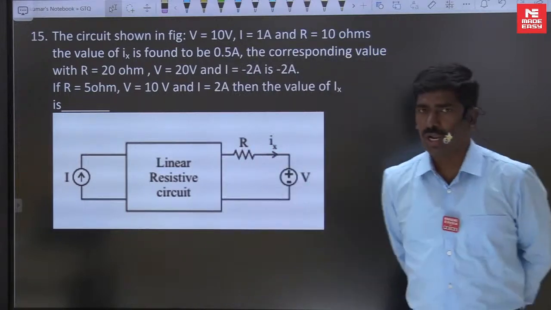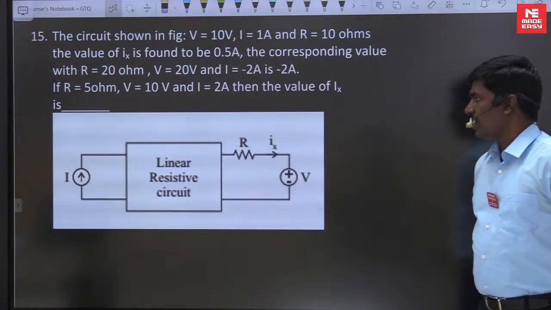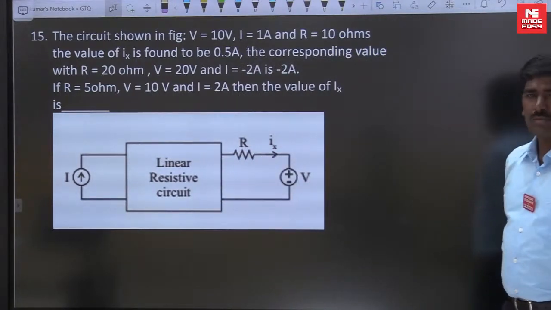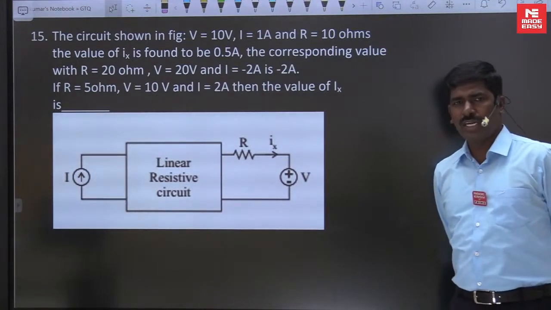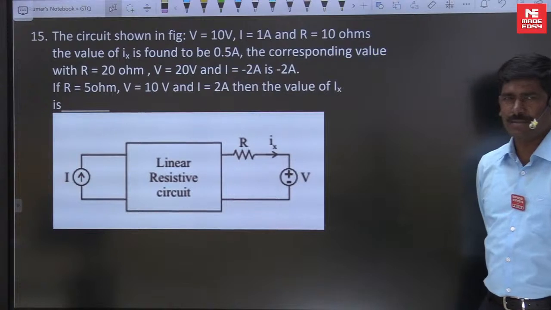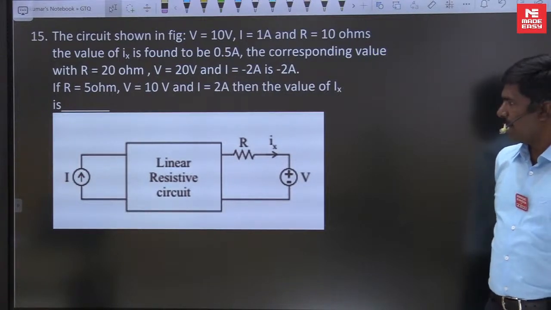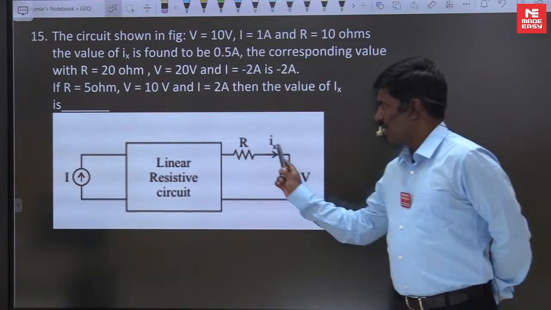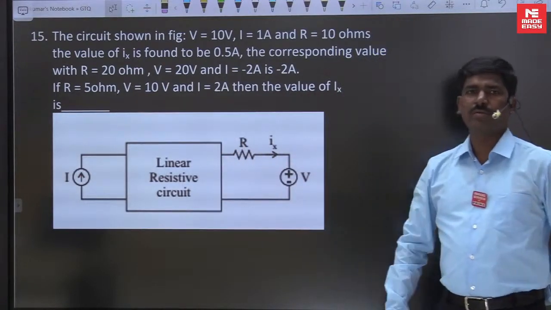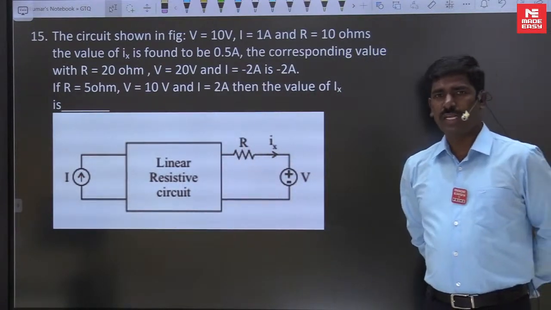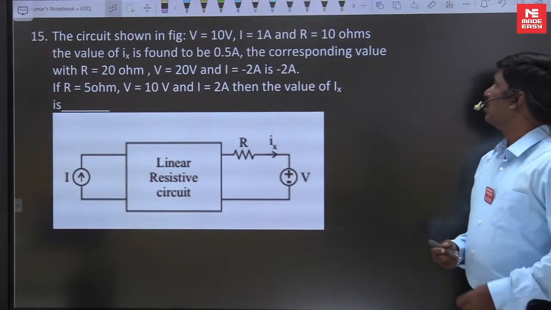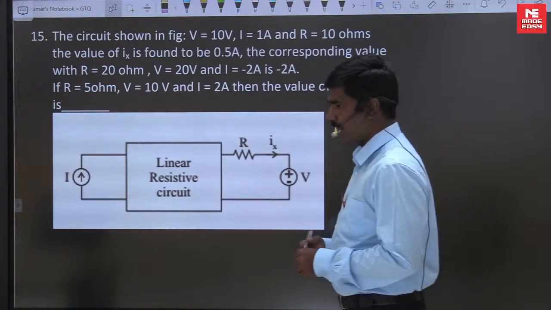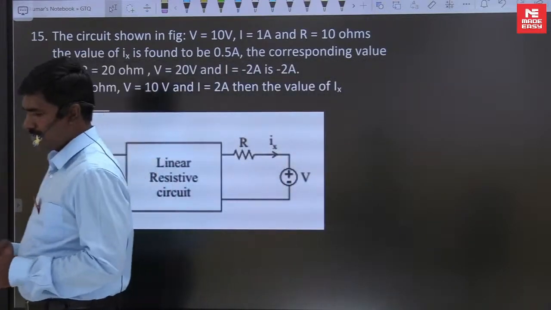This is a black box model. I'll give the hint also. Any linear bilateral network can be replaced by a voltage source in series with resistance. So the black box has a linear resistive circuit. This total circuit is replaced with a Thevenin voltage and Thevenin resistance. Yes or no? No one. Give an answer now. Fast.